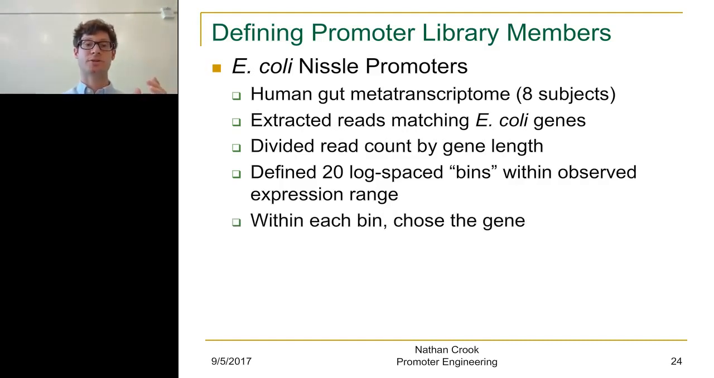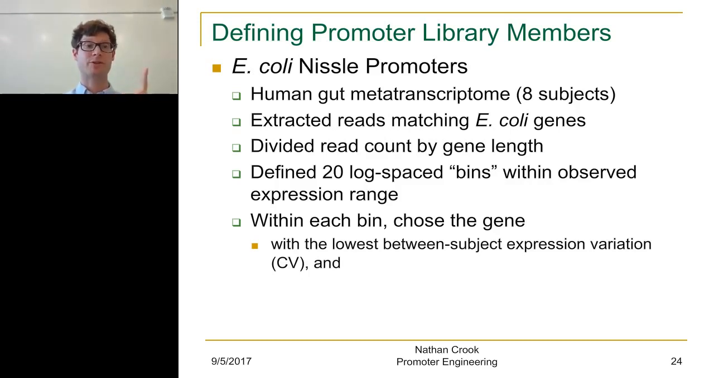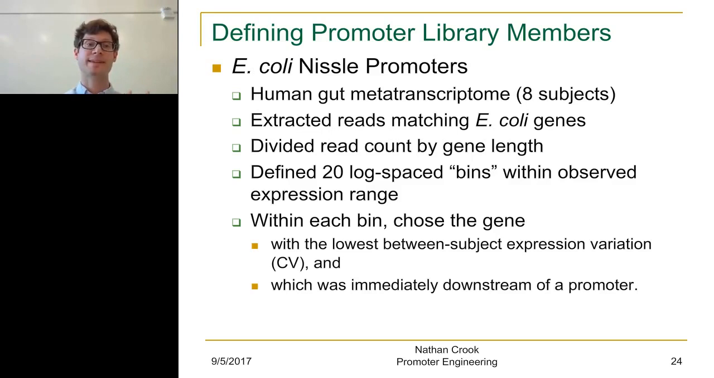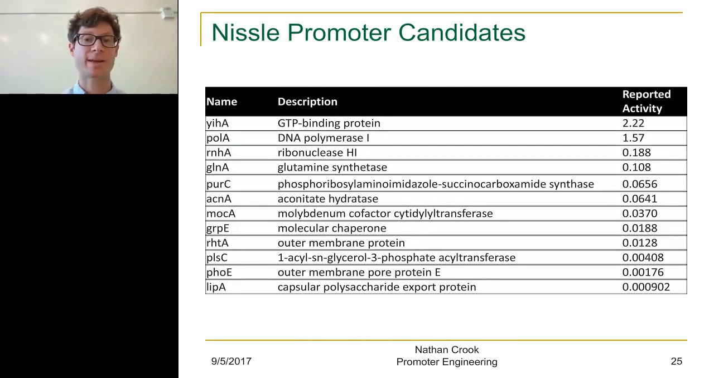Within each bin, we chose the gene which satisfied 2 criteria, one of which had the lowest between subject expression variation, so we wanted it to perform the same way between different subjects, and also was immediately downstream of a promoter region. In terms of bacteria, if you have an operon with many, many genes, we wanted the gene that was most proximal to its promoter to gain the most accurate measure of that promoter's activity. So here are the candidates that we identified. We have some genes that are very high reported expression and some genes that are very, very low expression. So we were excited to figure out, okay, do these actually perform the same way in vivo?